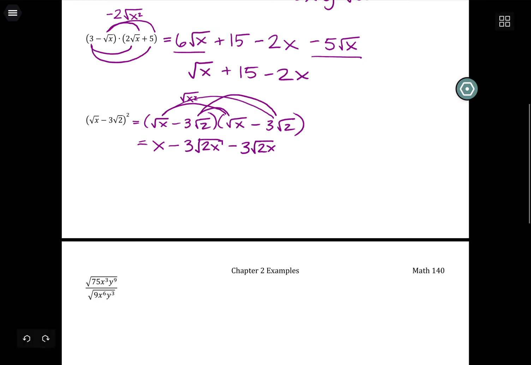So that kind of works out nicely. I end up with a +9 root 4, right? Which you can absolutely go ahead and simplify right away if you want to. So cleaning this up a little bit, I do end up with 2 like terms. I have a -3 root 2x, and then I subtract another 3 root 2x. So I end up with -6 root 2x. And then this becomes 9 times 2, which is 18.